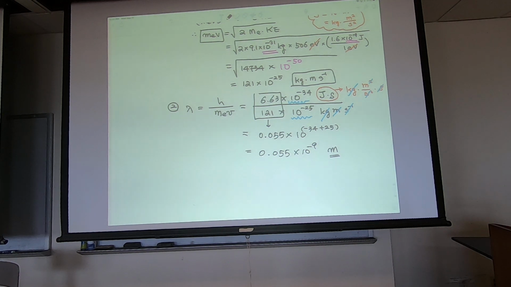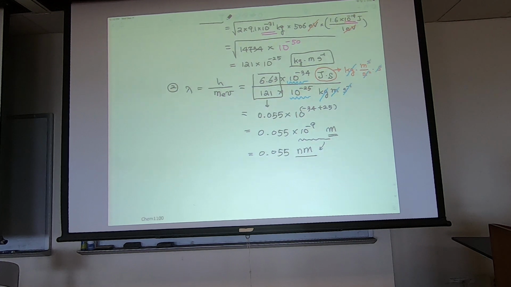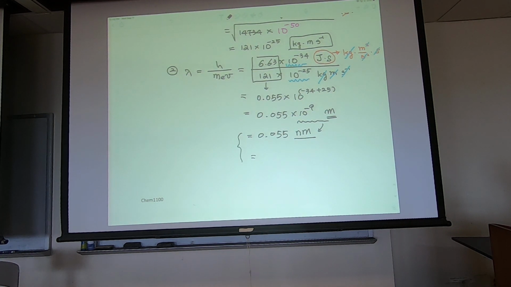Okay, so that's the answer. Somebody would like to write it as 0.55 nanometer, right? Because of this 10 to the minus 9, nanometer. Someone else will say 55 picometer. Have you heard about picometer? Pico means 10 to the minus 12. Okay? The usual molecule is about 500 picometer. So the picometer is actually one of the really, really small units that chemists like to use.